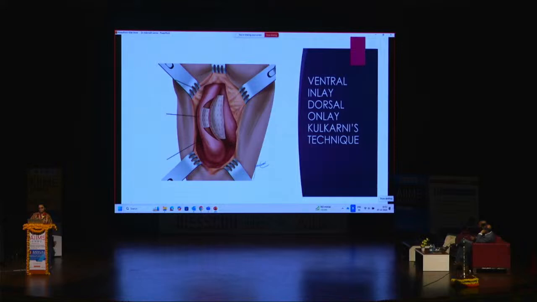And if the patient gives the history of why you do all that, then we will prefer the Kulkarni technique, the ventral inlay and dorsal onlay. We use it. Next, please.